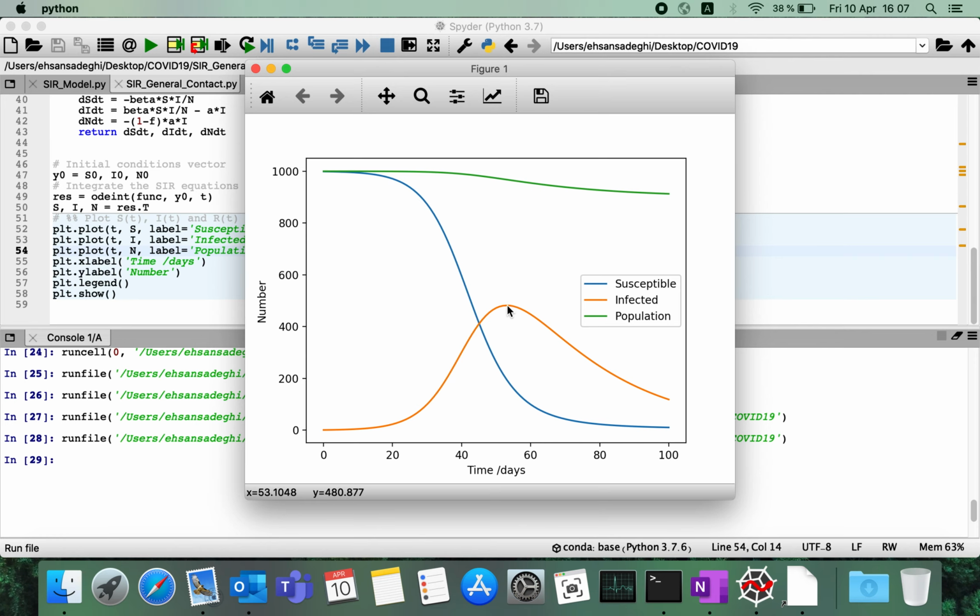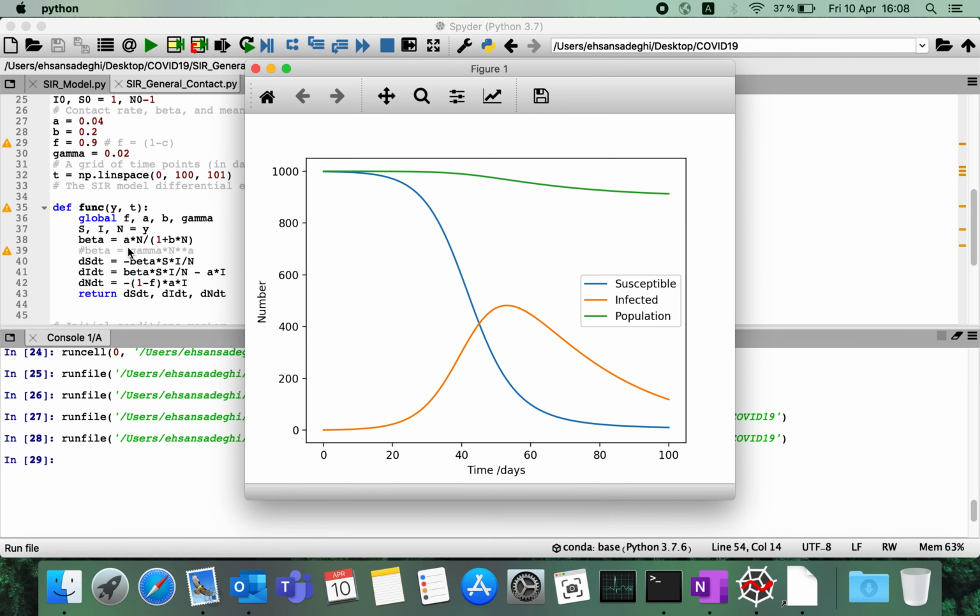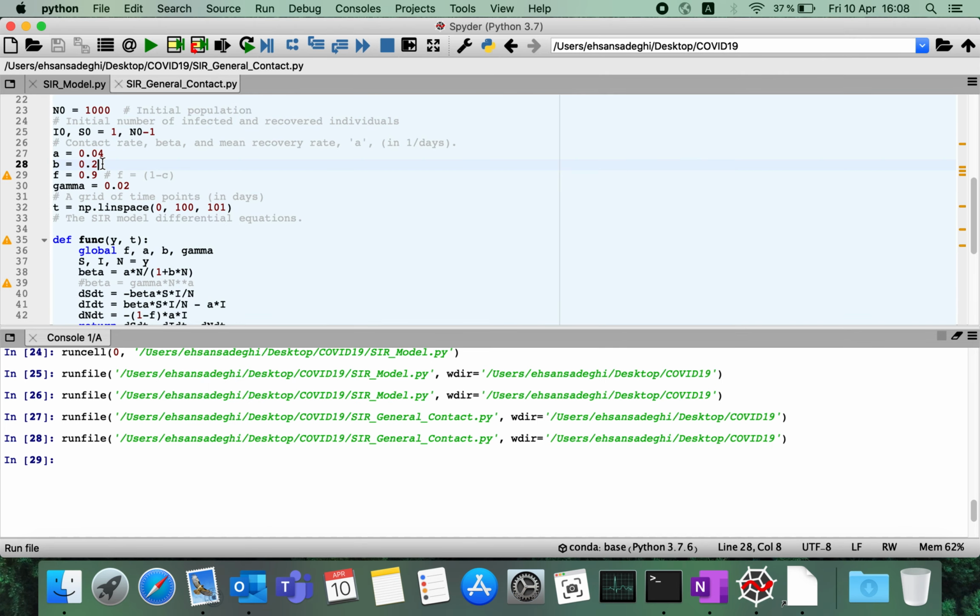Yeah, so almost 500 people on day 54 are infected, and the population starts from 1000 and ends on the last day with almost 900 people. So 100 people die from the disease. Again, like before, if we decrease or increase the contact rate, we will see the effect in the infected class of our compartment model. So I increase it to 0.4.